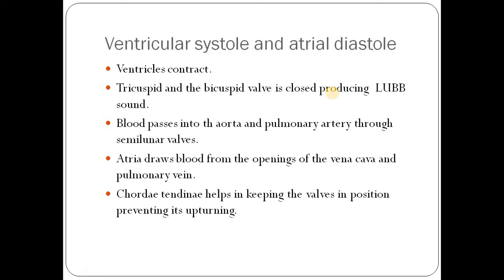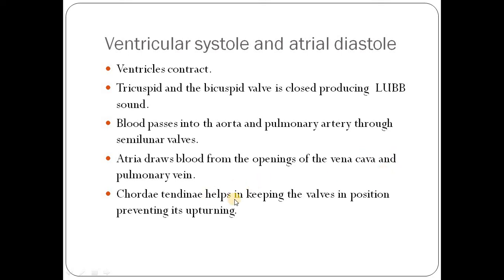Now the blood passes right into the aorta and pulmonary artery through the semilunar valves. And then what will happen? At the same time the openings will open, as I just said, the vena cava and the pulmonary vein will open and allow the blood to flow into the auricles now.